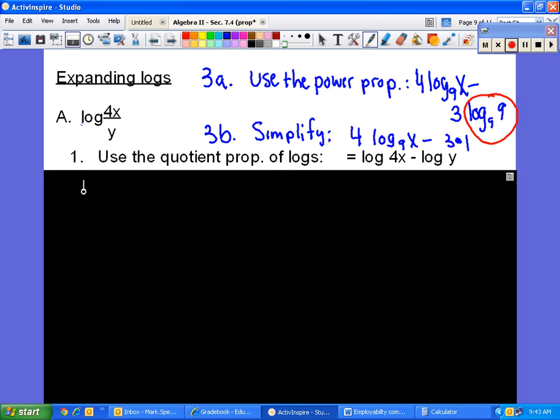Wait, why does it say 3a? I told you to ignore that for now. Oh. Oh, sorry. I had to get a bill.